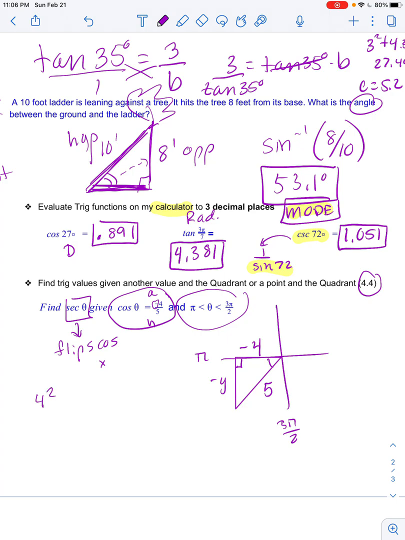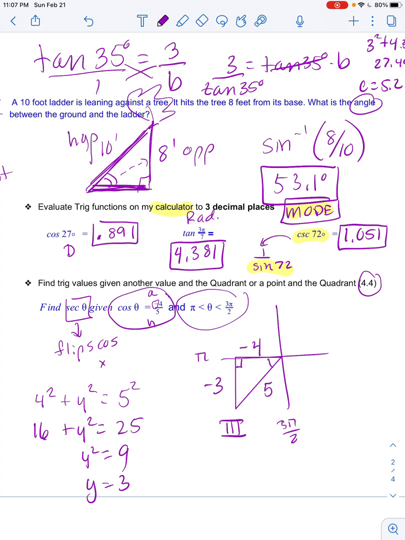We are supposed to use a squared plus b squared equals c squared, and I'm ignoring the negatives because when you square things, the negatives go away. So this will be 16, this will be 25, and most of you already know this is going to turn out to be a 3. So awesome. This part turns out to be 3, but you have to be smart enough to say, hey, I know I'm down here in quadrant 3, so my y would have to be negative.